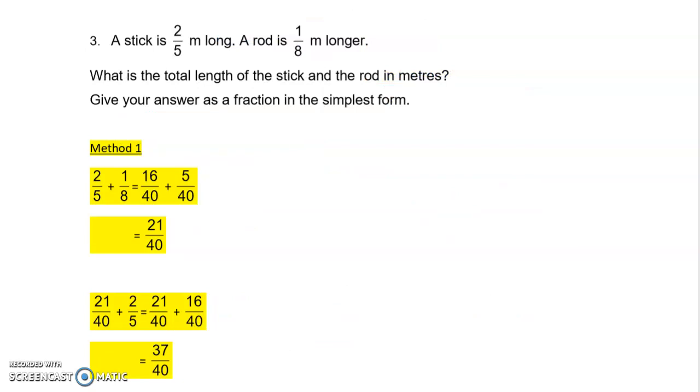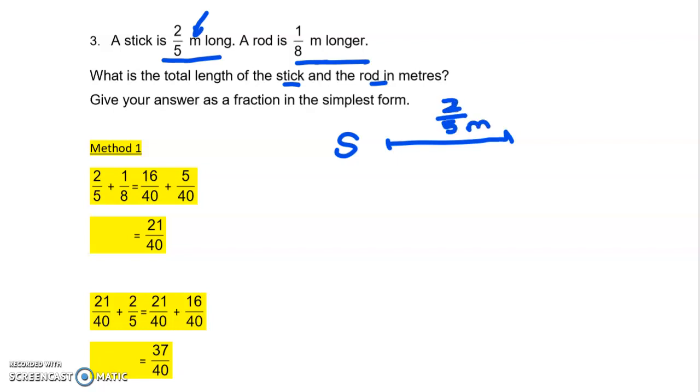And it says a stick is 2 out of 5 meter long. A rod is 1 out of 8 meter longer. What is the total length of the stick and the rod? So if I'm going to visualize the question, you can draw it. Okay, so a stick represented by S is 2 out of 5 meter long. This is not 2 units out of 5 units, okay? This is a value, not in units, and it is 2 out of 5 meter. That is the length, not in units.